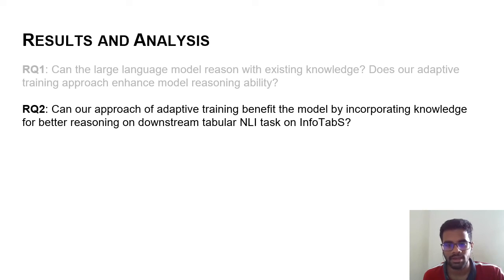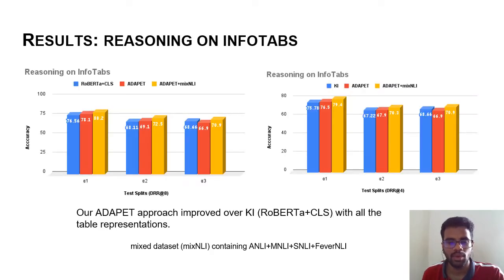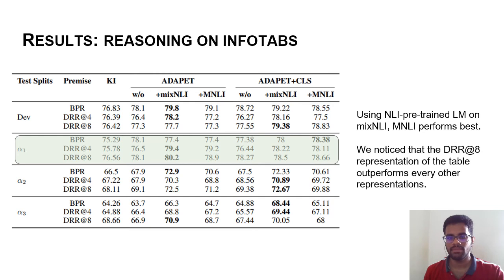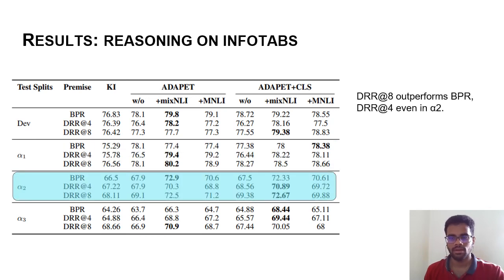Here are our results trained using our approach on input apps. Our adaptive approach improved over knowledge input tabs with all the table representations, and using a pre-trained language model on a mixed dataset of ANLI, MNLI, SNLI, and FEVER NLI still improved the performance even further. We noticed that using the proof table representation, only having the top 8 rows, outperforms every other representation of the table. It even outperforms the top 4 representation of the table in Alpha 2.